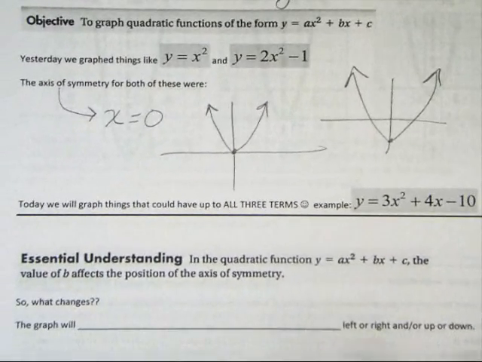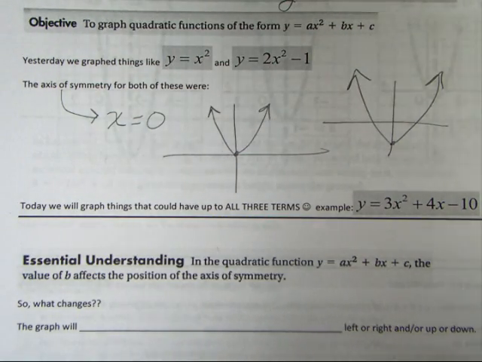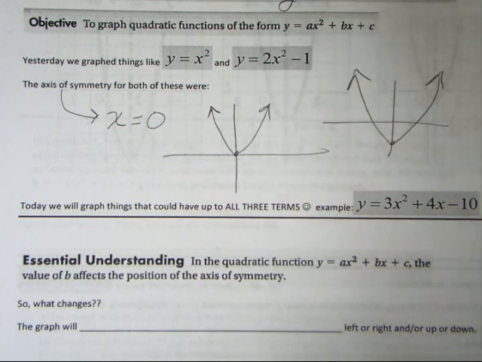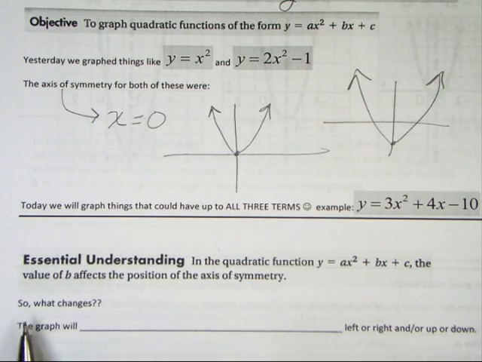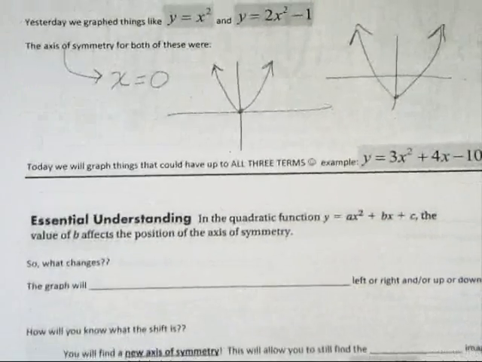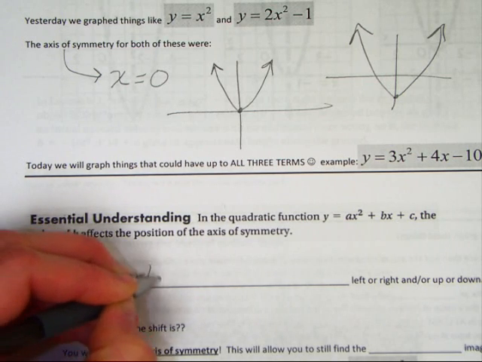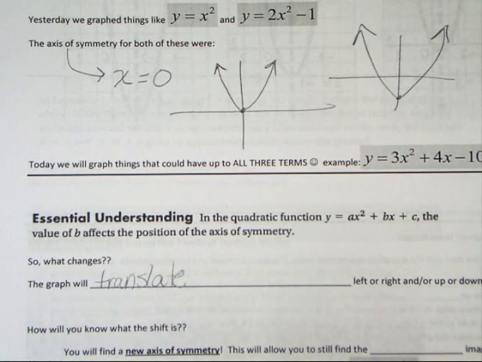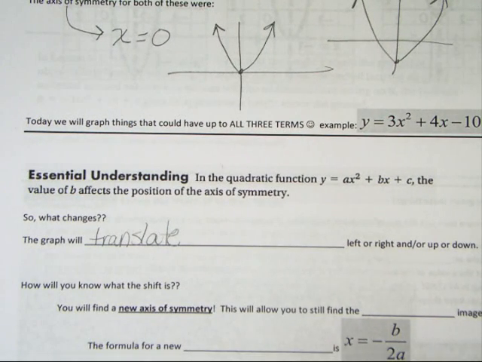Today we're going to be graphing things like this, 3x squared plus 4x minus 10, where there is an x term. Now what the x term is going to do is it's going to move it either to the left or to the right, as well as up and down. Let's go ahead and take a look at what changes. The graph will now translate, and that means it's going to shift. The graph is now going to shift or translate left or right and or up and down all together.